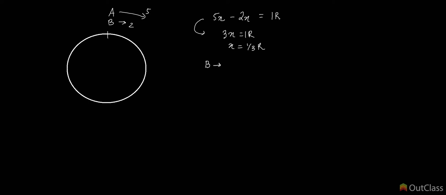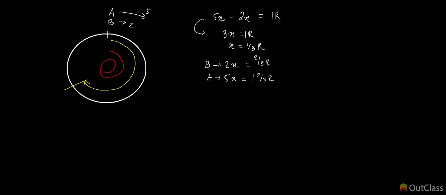B is the slower person, B is 2x, not 1x. So B runs 2/3 of a round. A runs 5x, which turns out to be 1 and 2/3 of a round. So the first meeting happens here. B runs 2/3 of a round, while A runs 1 and 2/3 of a round.